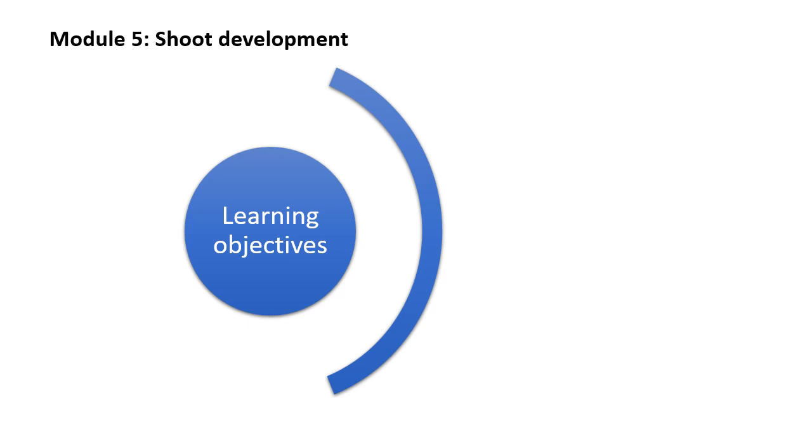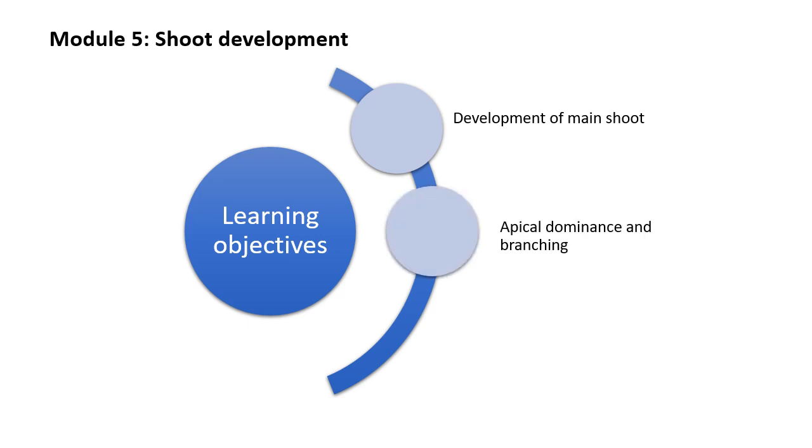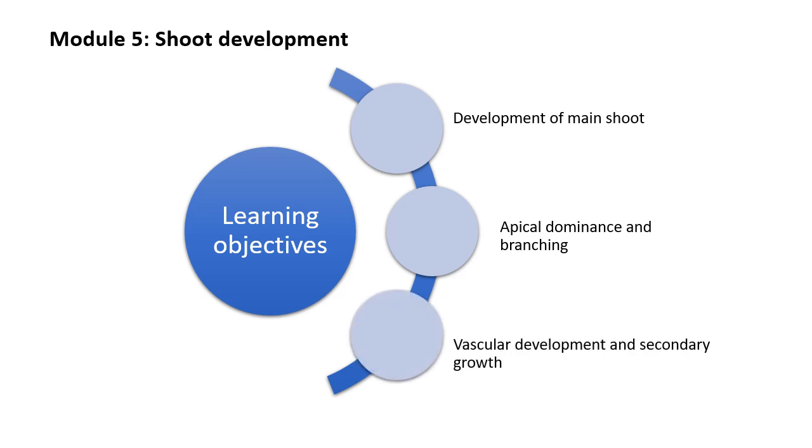Before moving further, I would like to discuss the objectives of this module. The whole module is divided into three main objectives. The first objective is the development of the main shoot. Next, we are going to talk about apical dominance and branching pattern, that is, how the SAM dominance takes place and how the branching pattern happens in plants. The last objective of the module will be vascular development and secondary growth, that is, how the xylem and phloem grow with respect to the development of a plant or a tree.